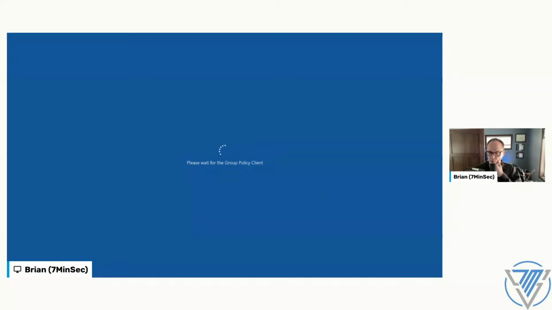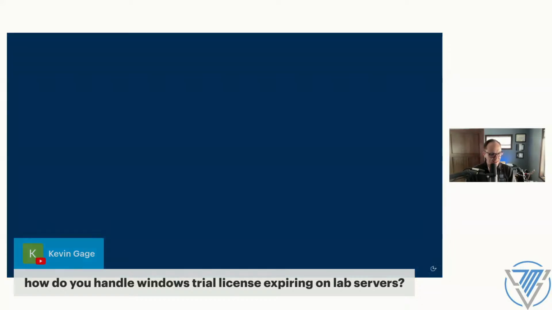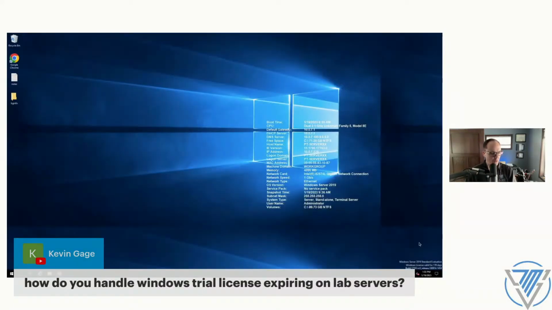Question came up though: how do you handle Windows trial license expiring on lab servers? And I'll just pop that up here. On the lab servers, I'm typically doing a burn and rebuild of lab environments before I run into that. However, there is a command you can run to extend that license, I think 1 or 2 more times. I think you get 90 days out of the well, let's see here. Oh, good. Finally logged in. Wonderful.